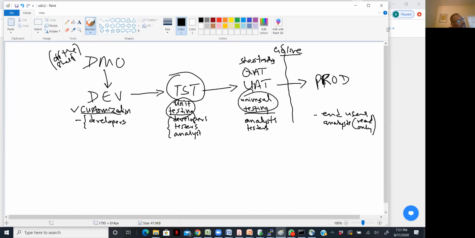And what kind of users do you have in production? Analysts, end users, consumers. End users and consumers. Who are end users? Consumers. Analysts. You have analysts who have read-only.